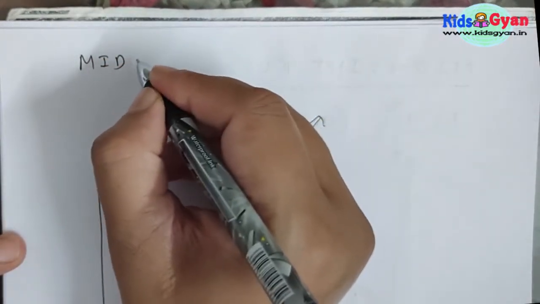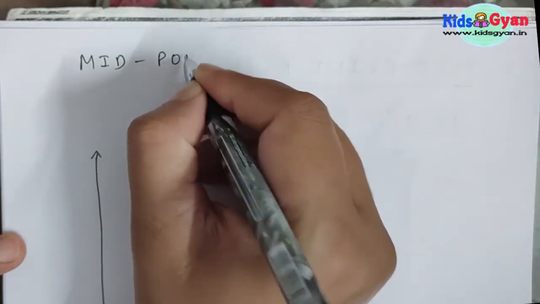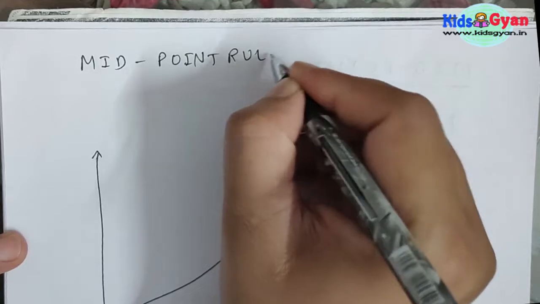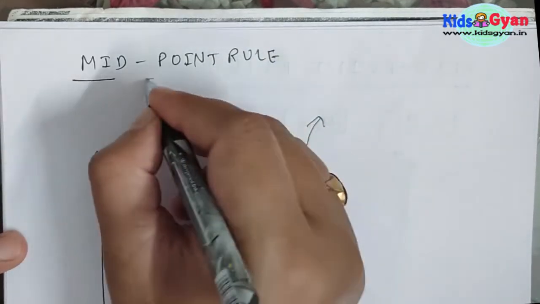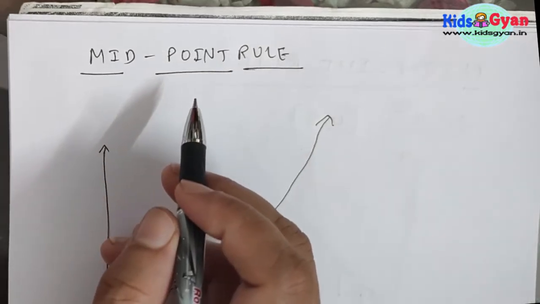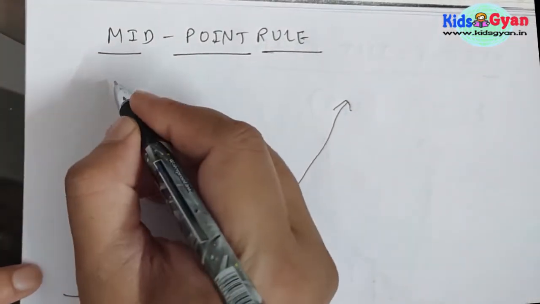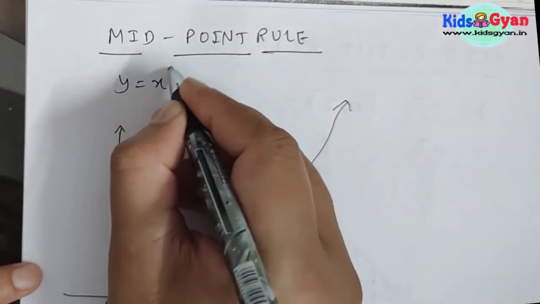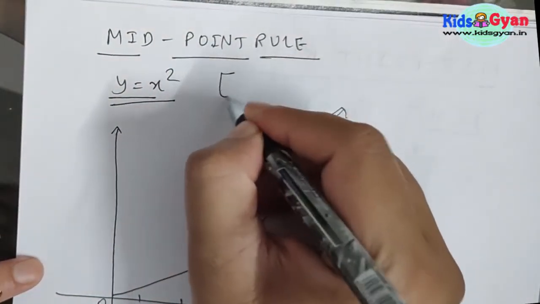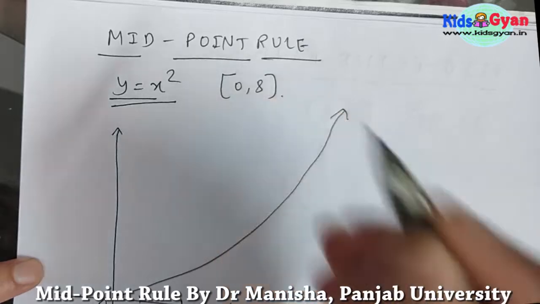Hello students, I will explain to you the midpoint rule under the topic of numerical integration. Suppose we have the function y is equal to x square in the closed interval 0 to 8.